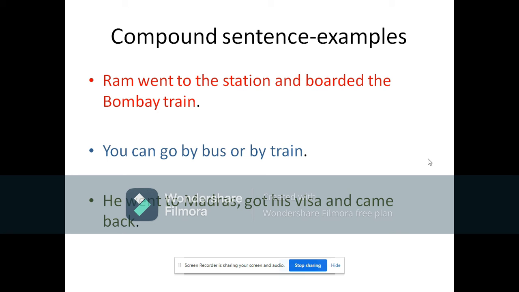He went to Madras, got his visa and came back. It contains three main clauses. He went to Madras, got his visa, came back. Joined together by and.